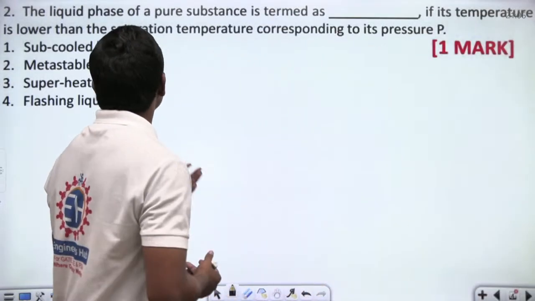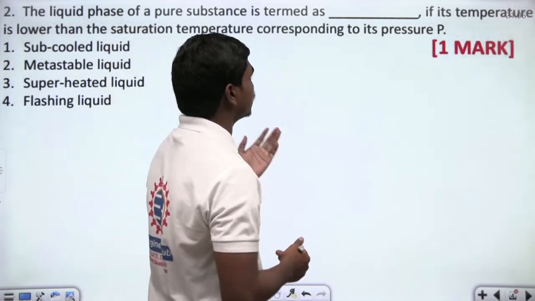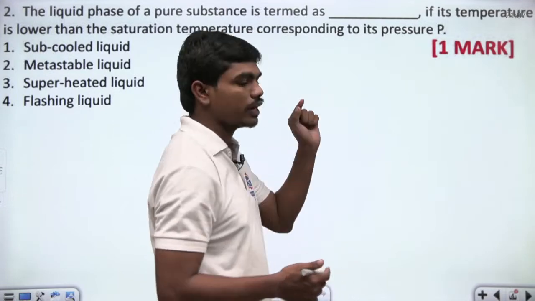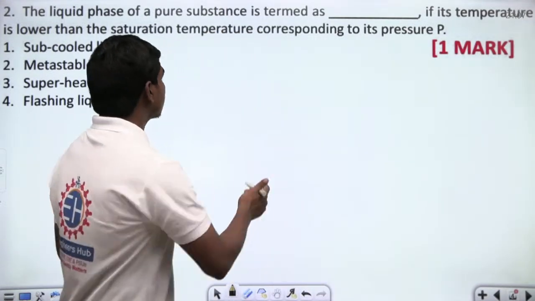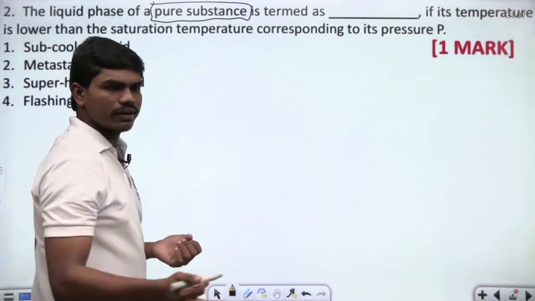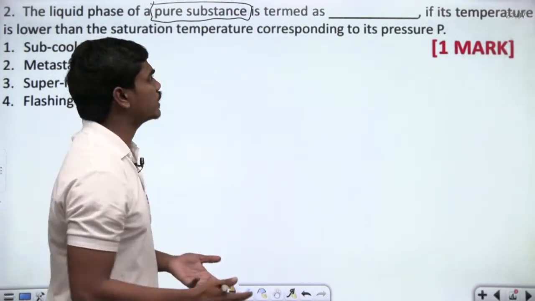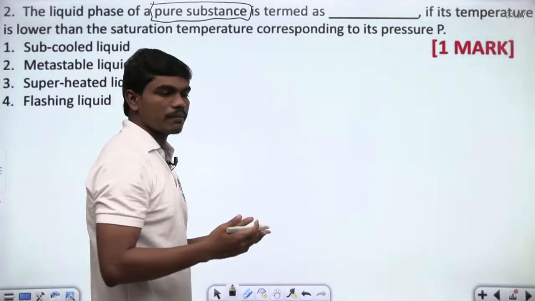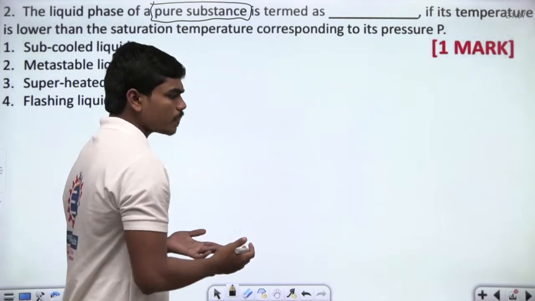The liquid phase of a pure substance is termed as dash if its temperature is lower than the saturation temperature corresponding to its pressure P. So, it's given that it's a pure substance. Whenever there is a pure substance, we can draw the TS diagram or PV diagram or any other coordinates. If the temperature is lower than the saturation temperature, here they are dealing with temperatures and pressures, correct? So, let us see here.